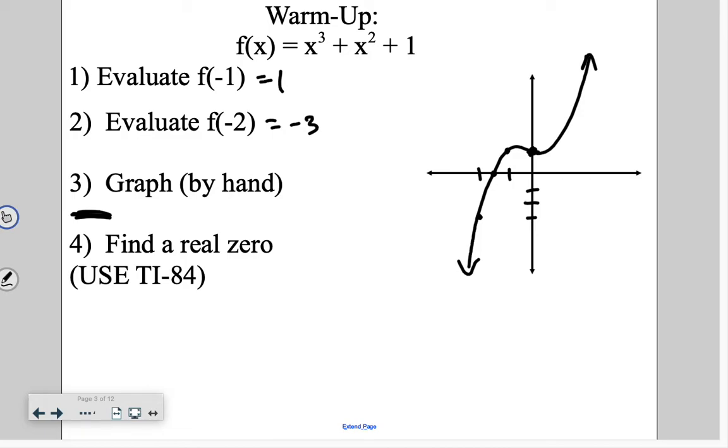Reminder again, if your graph looks something different than this, you can always go back to the standard graph. You can hit zoom at the top, and then number 6 is ZStandard. It'll go back to your standard 10 by 10 graph. Okay.